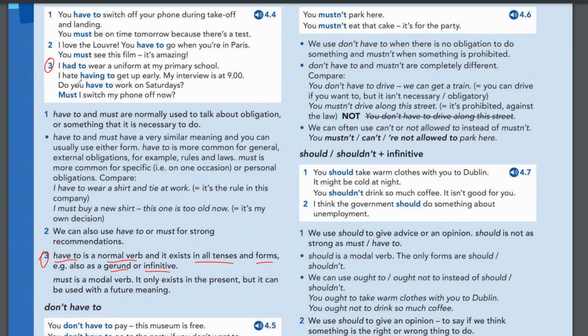Okay. Where is the example for that? Number 3, yeah, I had to, past simple, I had to wear a uniform at my primary school. I hate having to get up. That is a gerund form. I hate having to get up early. Do you have to? That's a question. So we're present simple, we're using do. Do you have to work on Saturdays?